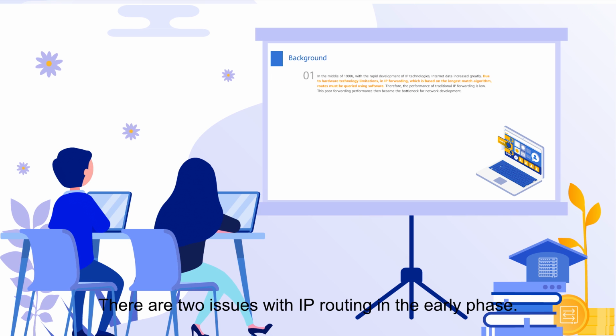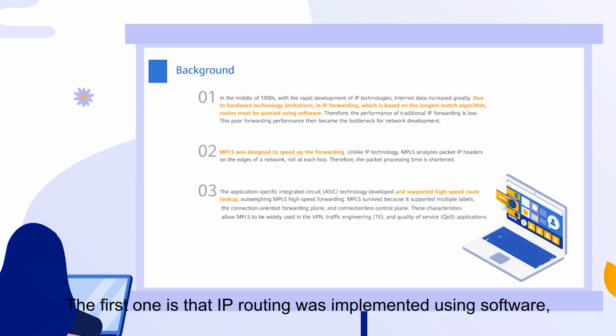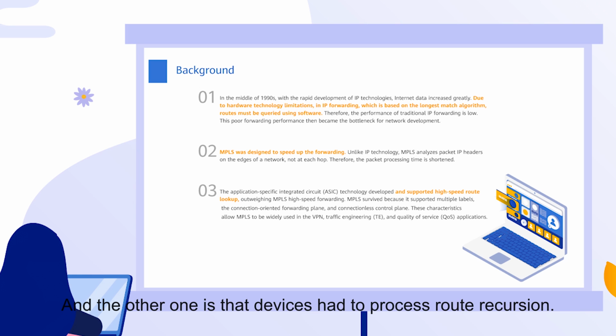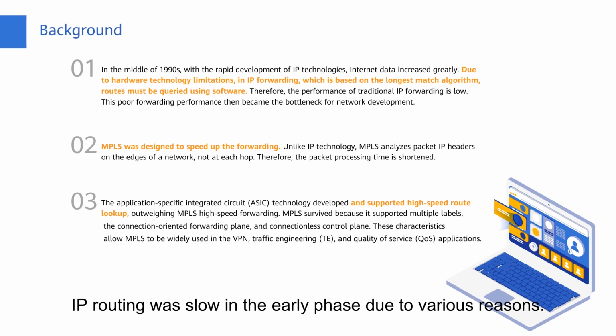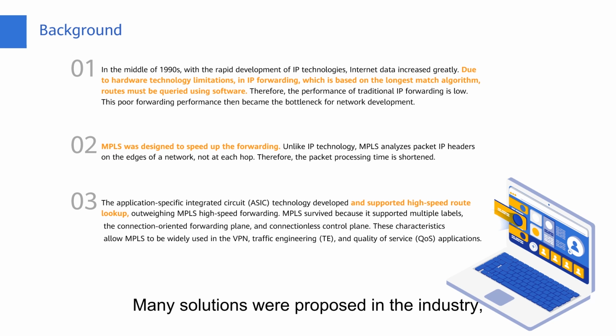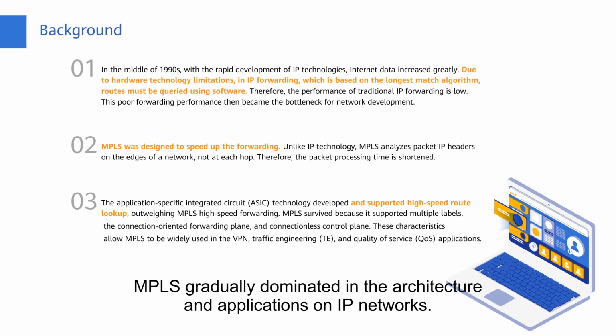There are two issues with IP routing in the early phase. The first one is that IP routing was implemented using software, which was time-consuming. The other one is that devices had to process route recursion. IP routing was slow in the early phase due to various reasons. Many solutions were proposed in the industry, including asynchronous transfer mode, ATM, and MPLS. MPLS gradually dominated in the architecture and applications on IP networks.